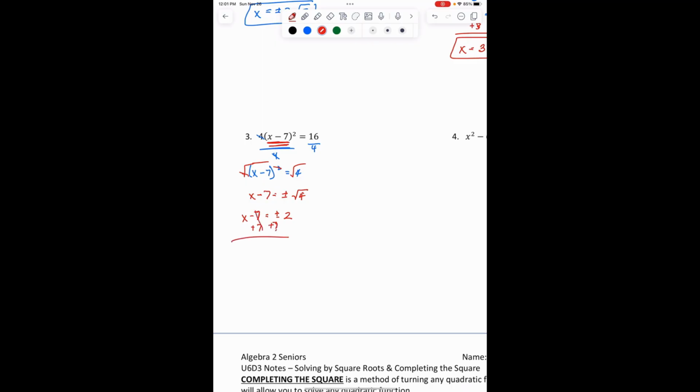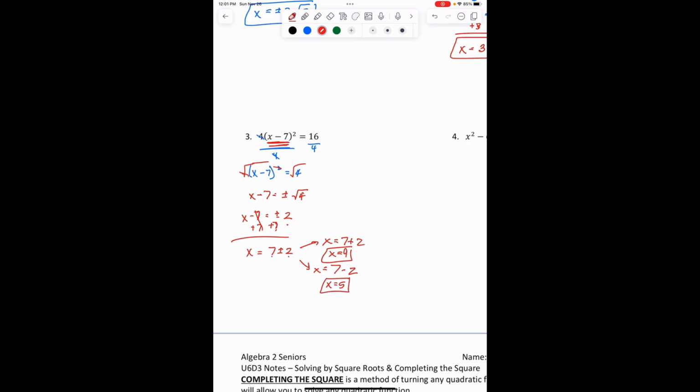And again, we're not going to combine the 7 and the 2. We're going to say x equals 7 plus or minus 2. Okay, now these are like terms. We can combine those. There's no square root. So what we do is we split this thing into x equals 7 plus 2 and x equals 7 minus 2. So that would give us 9 and 5.